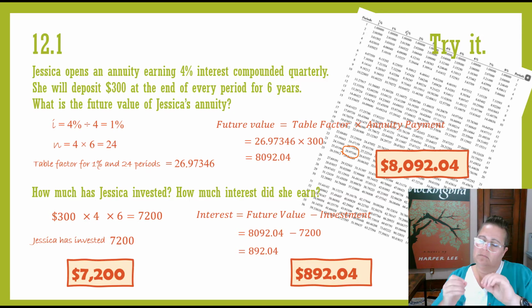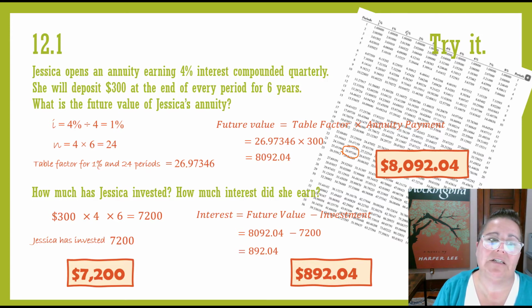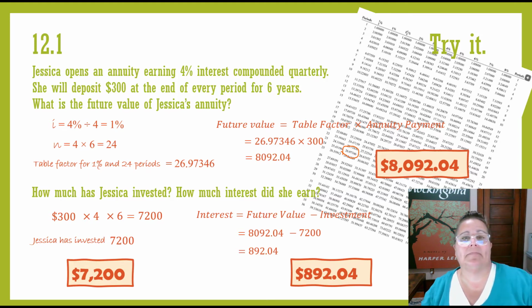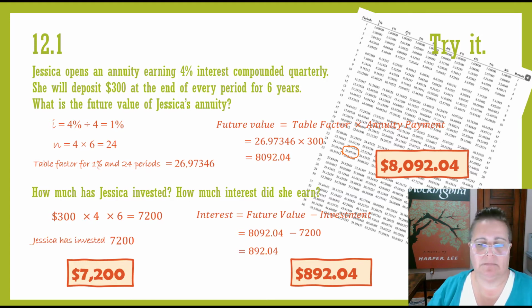Now, I'm not going to add it in here. This is just a little golden nugget that I'm putting in. I'm not testing on this. But if you take that $892.04 and you divide it by Jess's payment of $300, tell me what you get.